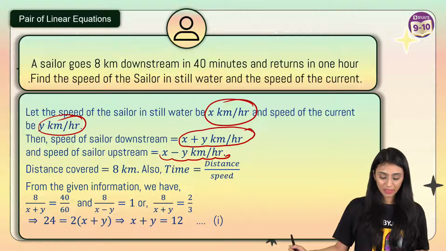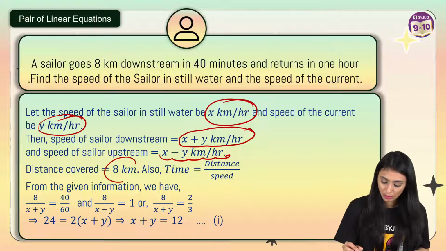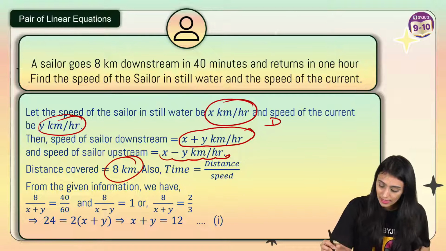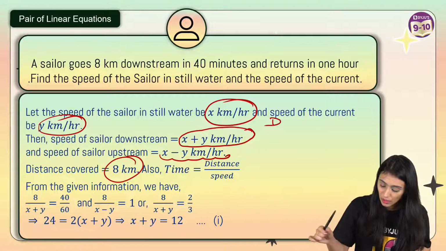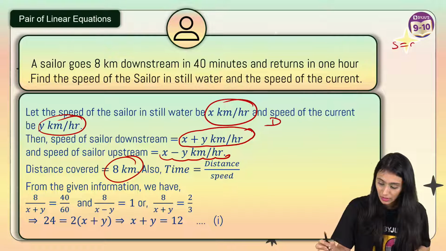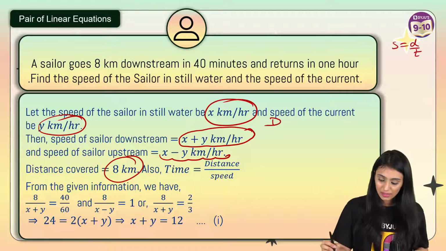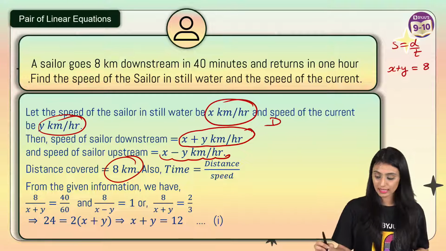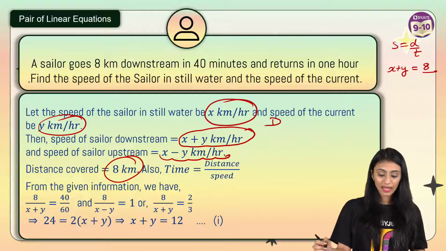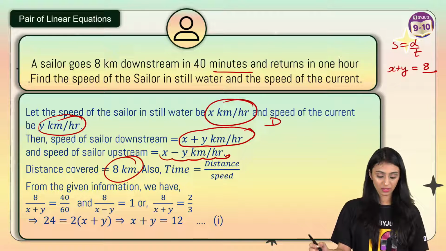So, simply, I have the distance. When I'm talking about downstream, I'll be using the basic formula, speed equal to distance upon time. Let's first discuss the downstream case. What is the speed? Speed for downstream is x plus y. What is the distance? That's 8 kilometer. And what is the time? It is taking 40 minutes.